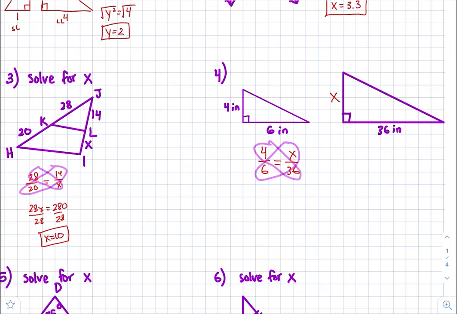Cross multiply. 6x is equal to 36 times 4, you guys. That is 144. Divide both by 6, and x should have equal to 24. X should have equal to 24.